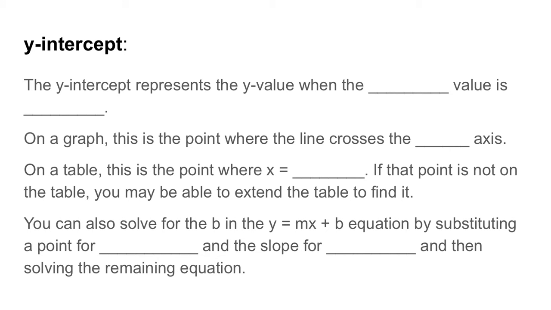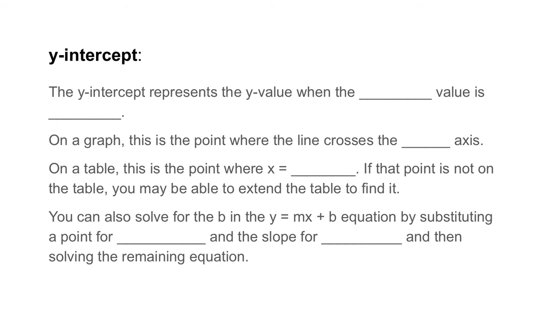Then you also have to be able to identify a y-intercept. Y-intercepts are really easy to find if you're looking at a graph, because a y-intercept on a graph just represents the value where the line crosses the y-axis. It's also the y value when the x value is equal to 0. Now, if you're looking at a table, you can look for the point where x is equal to 0. Sometimes that point will be showing, sometimes it won't. If it's not showing on the table, you may have to extend the table to find it. So if they don't give you the point where x is 0, your best option is to extend the table to find it.